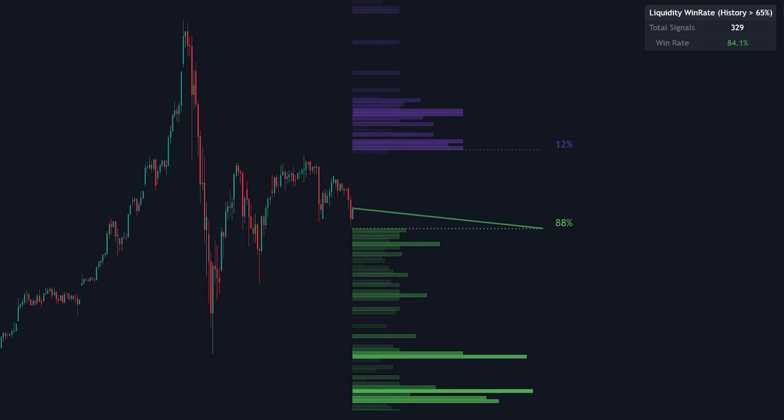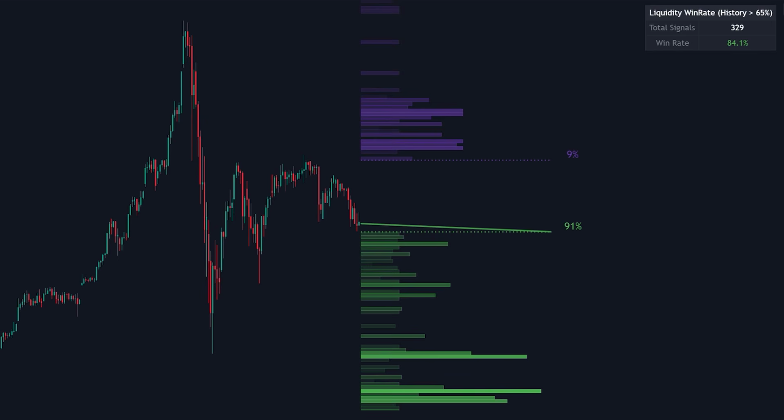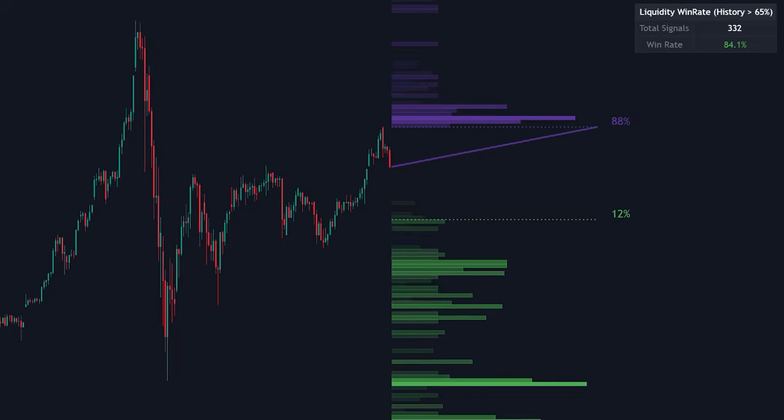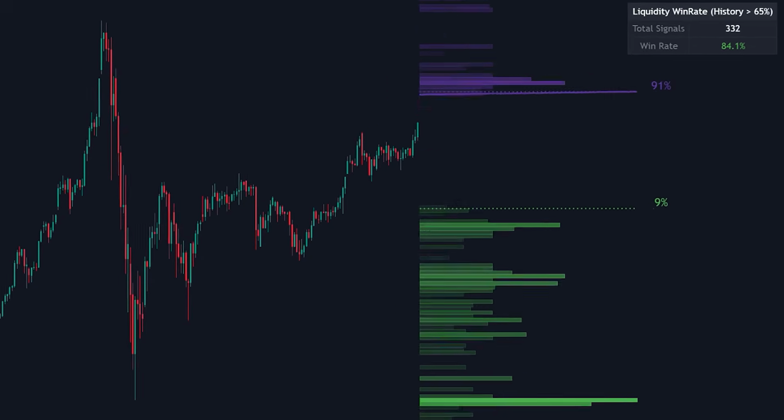The strategy? Watch which zone is larger and more saturated. That's where price is most likely headed. Once price sweeps that zone and clears it, look for your entry in the opposite direction. You're not predicting, you're reading the map that everyone else can't see.